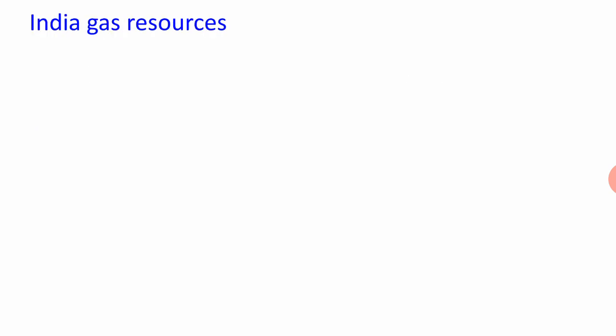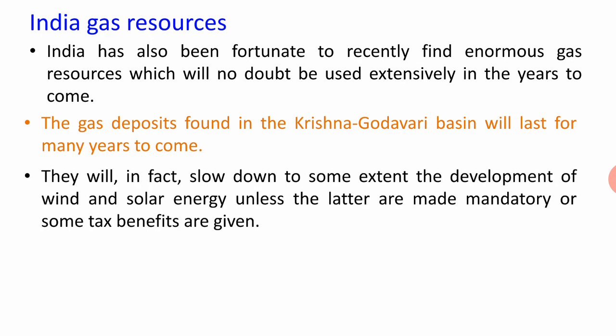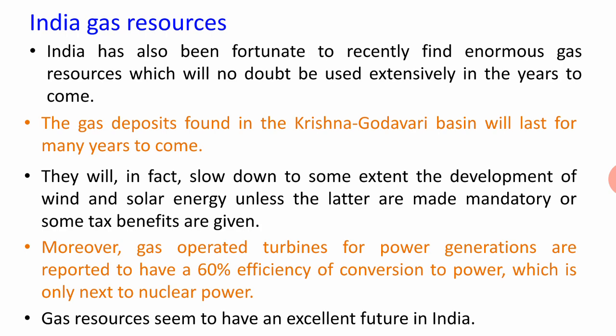So what about Indian gas resources? Does India have this kind of resources like Qatar, Russia and Britain have? In this case, it is also available in India, in the Krishna Godavari basin, which will last for many years to come. It may slow down to some extent the development of wind and solar energy, unless the latter are made mandatory or some tax benefits are given. Moreover, gas-operated turbines for power generation are reported to have 60% efficiency of conversion to power, which is only exceeded by nuclear power. So India also has that kind of basin in the Krishna Godavari region.